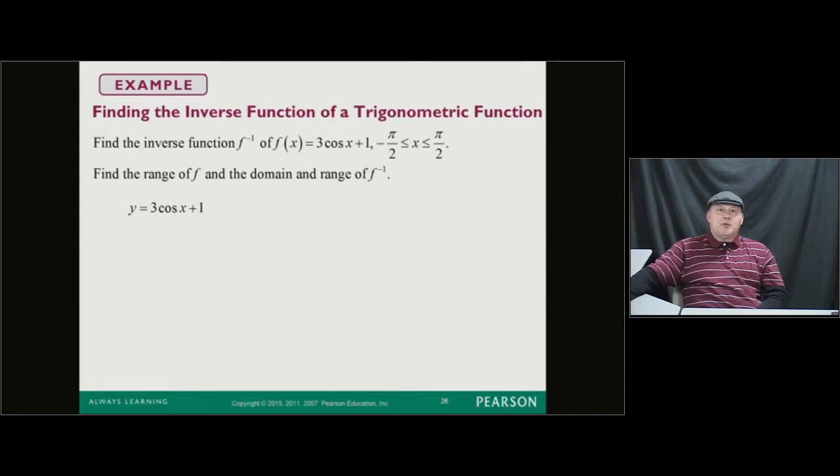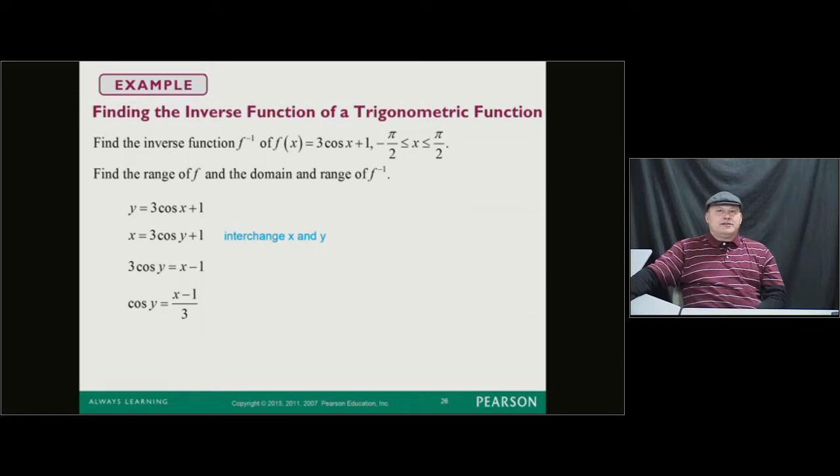So we begin with this one, y equals 3 cosine of x plus 1. So remember, you switch the x and the y. That's how you do an inverse in general. You switch the coordinates and then you solve for y. So we'll move the 1 to the other side, so it'll be x minus 1 equals 3 cosine of y. Then what do you do? You divide by 3. Then cosine of y equals x minus 1 over 3.